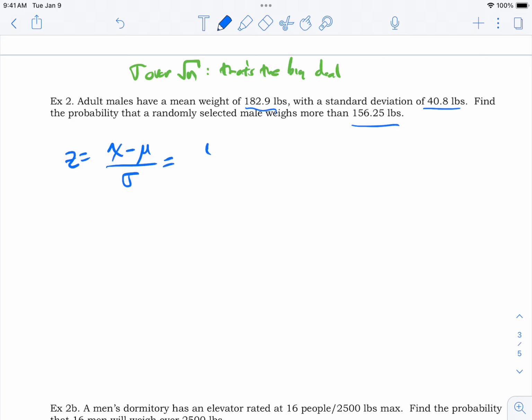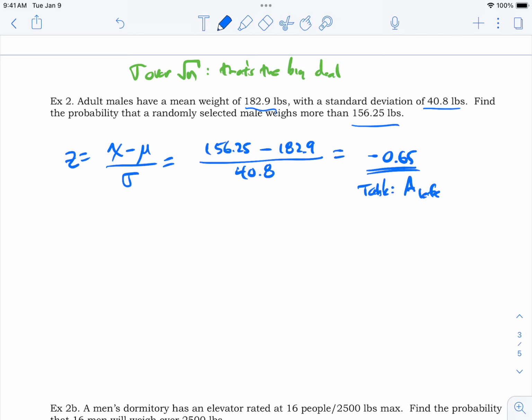So I got the 156.25 is our x of interest, and the 182.9 is the reported mean, and the reported standard deviation is 40.8. That's for individuals. And you work that out, and what do you get? Notice it's negative, right? Negative 0.65 is our z. And then you go to the table, and if you trust me, I got an area to the left of 0.2578.